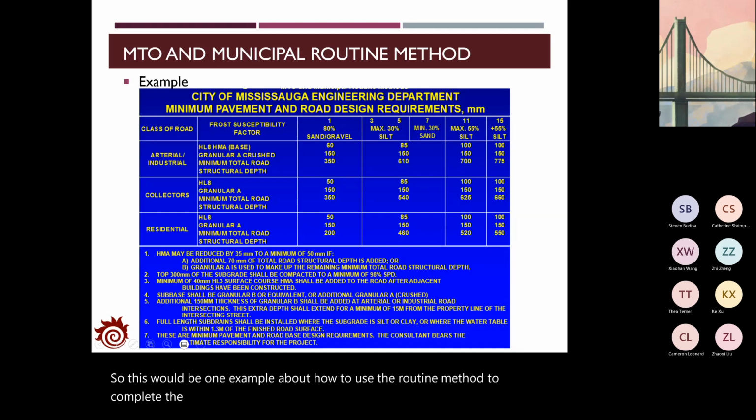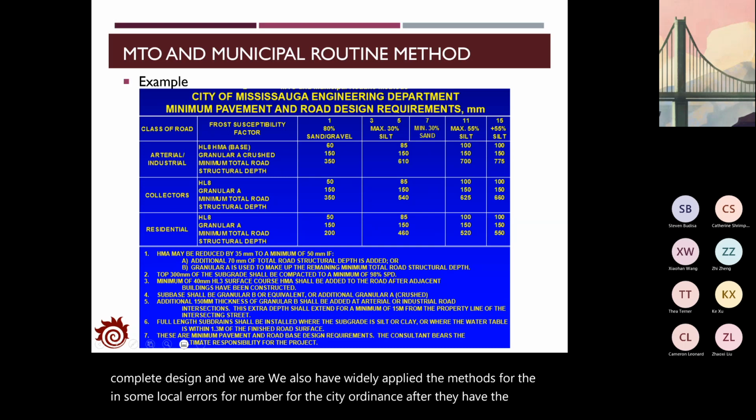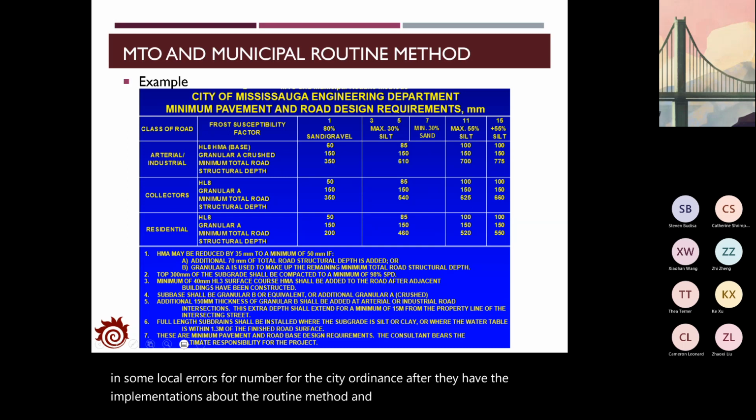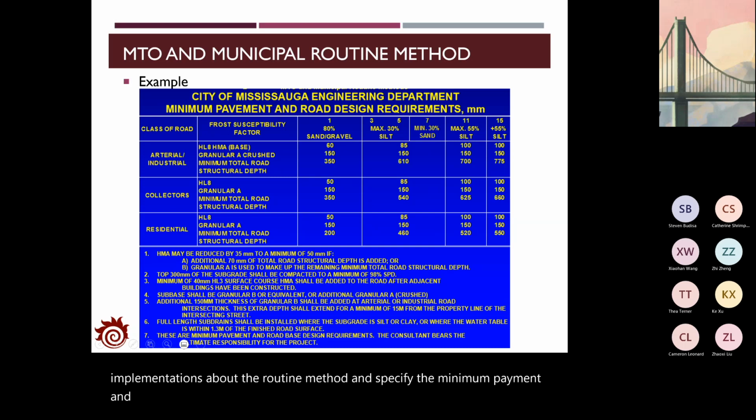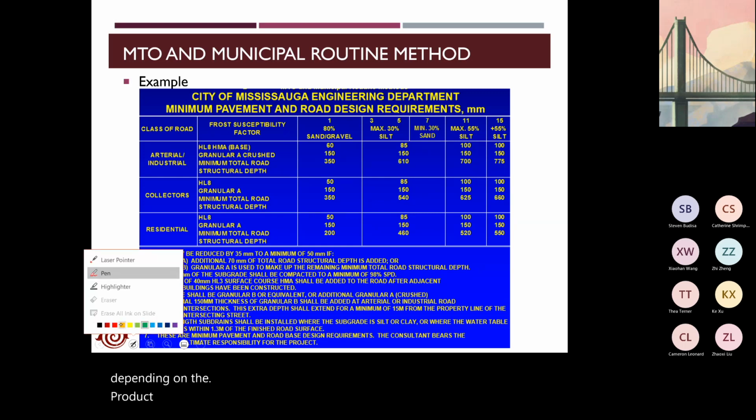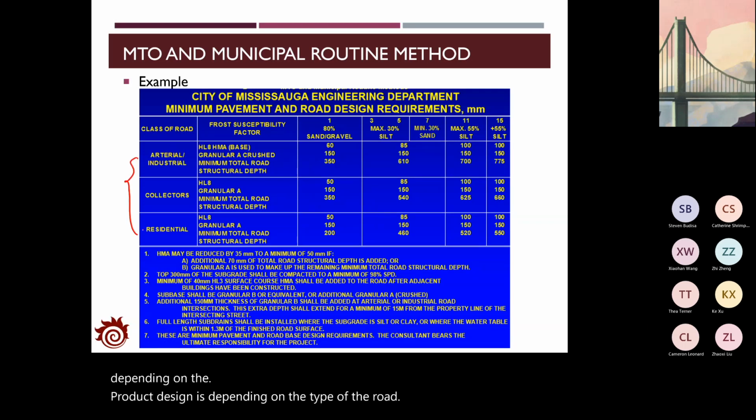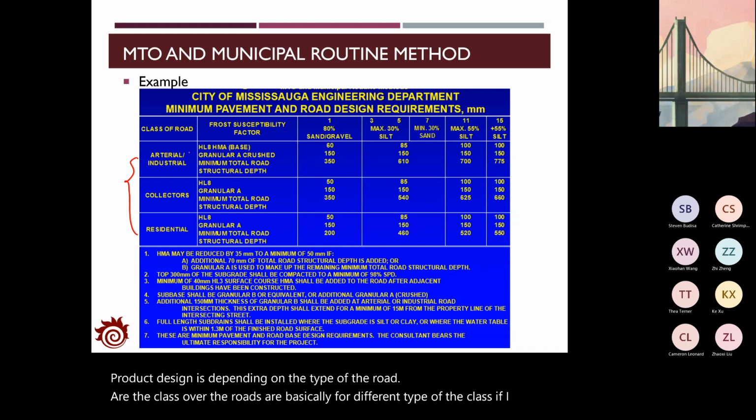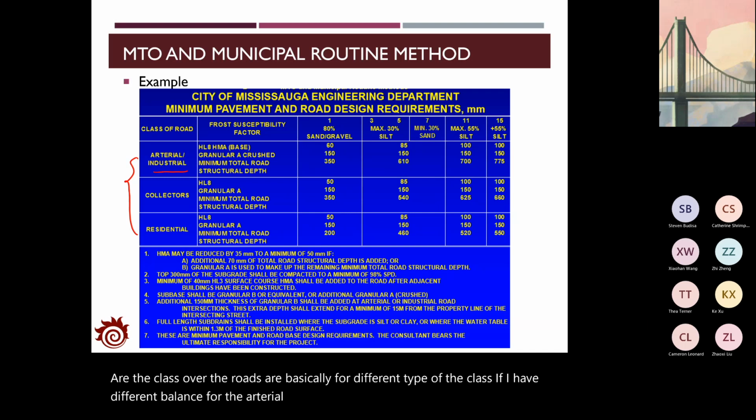We also have this method widely applied in some local areas. For example, the City of Mississauga has implementations of the routine method, and they specify the minimum pavement and road design requirements, such as the minimum thickness for each layer. This depends on the type or class of the road. For different classes, there will be different traffic volumes. Arterial and industrial roads will have higher volume and higher traffic, and for residential roads, the traffic will be low.